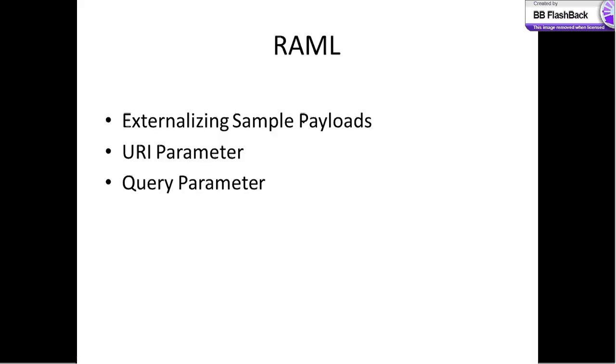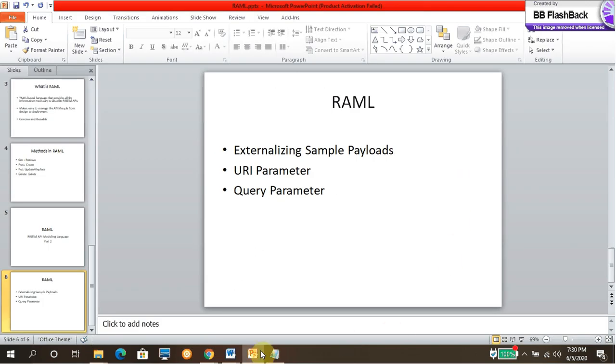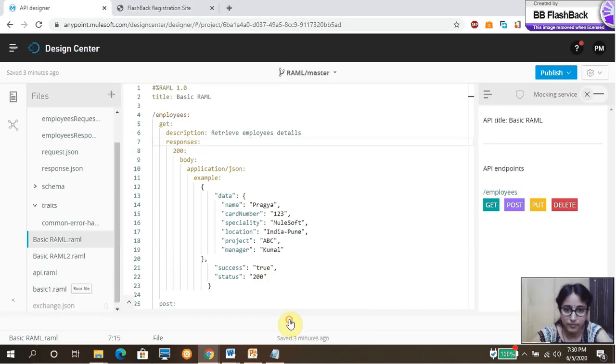In today's session, we will see how we can externalize our sample payloads in the RAML, and how we can declare a URI parameter and query parameter as well. So let's start with the RAML designing, guys. This is the RAML that I created in our last session.